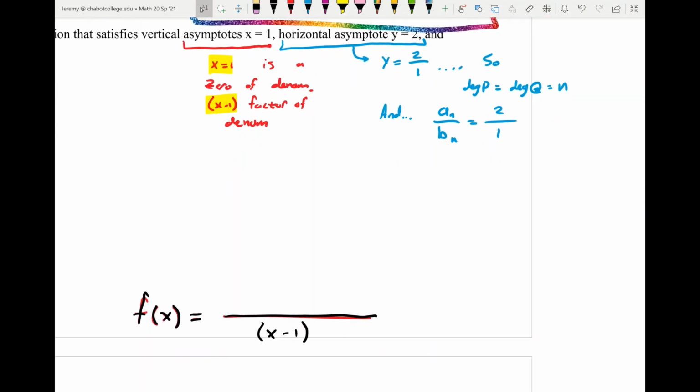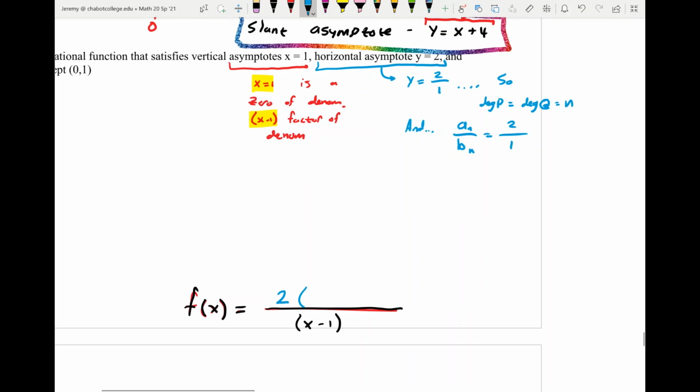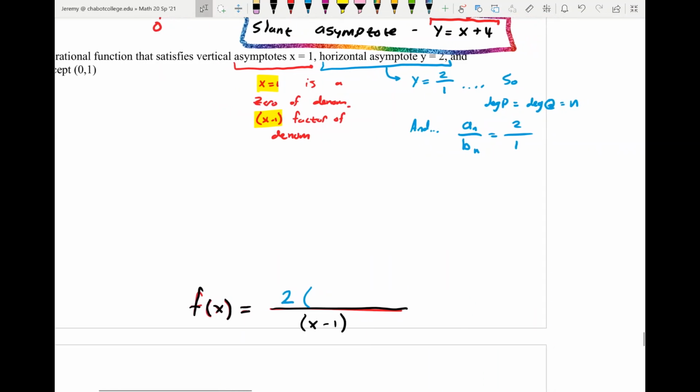All right. So I'm going to think about this as, there's going to be a factor of 2 up here in the numerator. And the other thing that I have to be sure of is that the degree of this numerator is going to be the same as the denominator. So I'm going to try to keep this as a degree of 1. So I'll just write this as x.